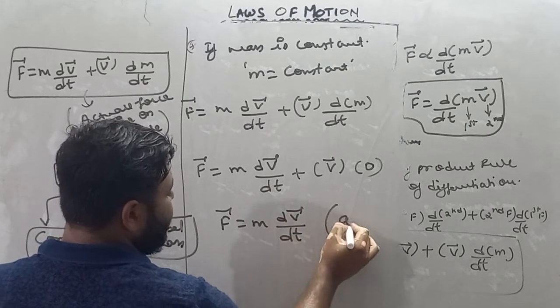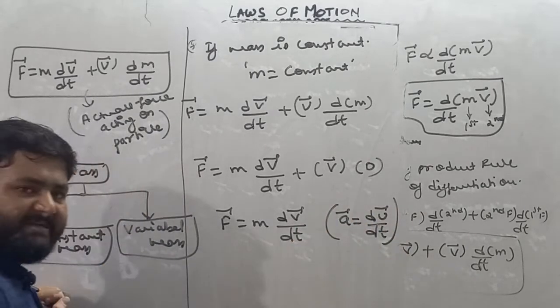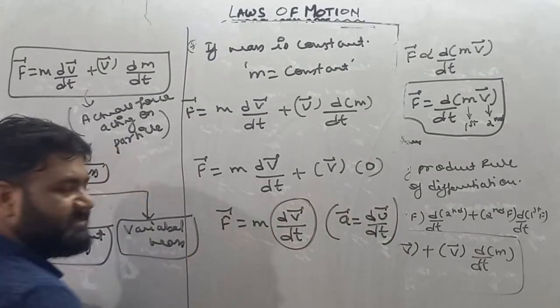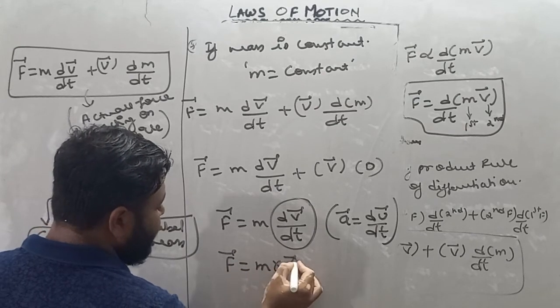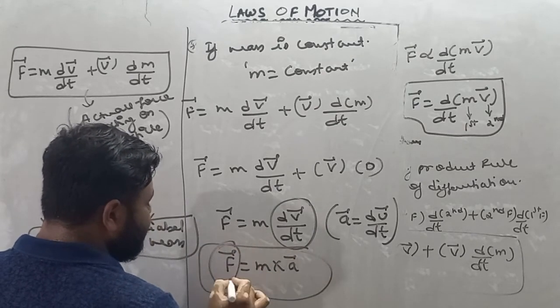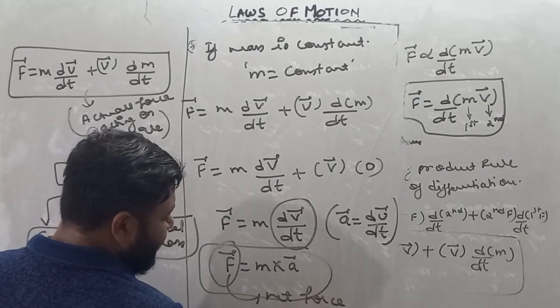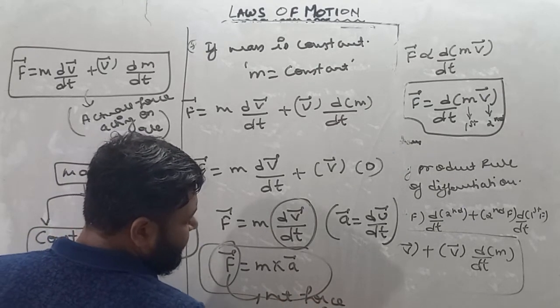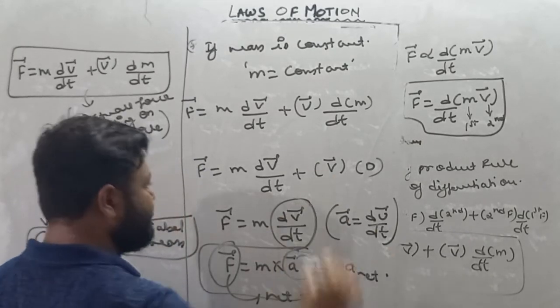Now see, rate of change of velocity with respect to time is nothing but acceleration. So this term becomes equal to a vector. So F vector is equal to mass into acceleration, and remember this is nothing but the net force acting on the body, and this a is the net acceleration of the body.